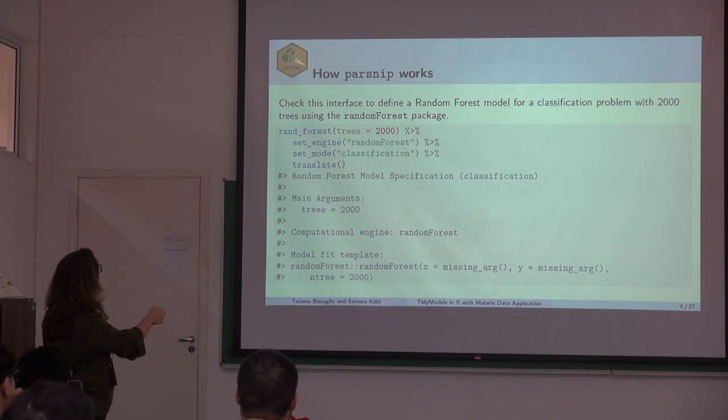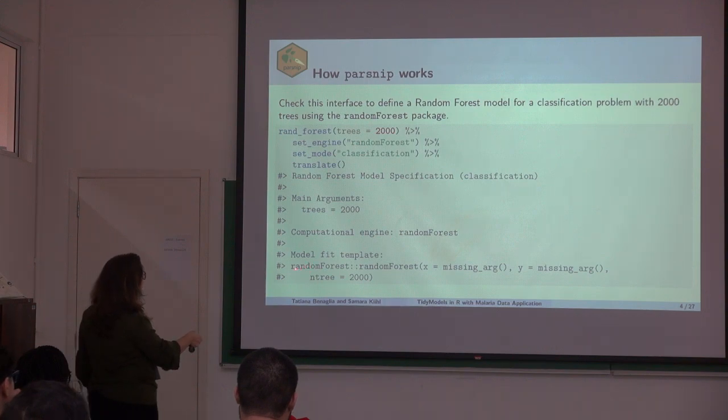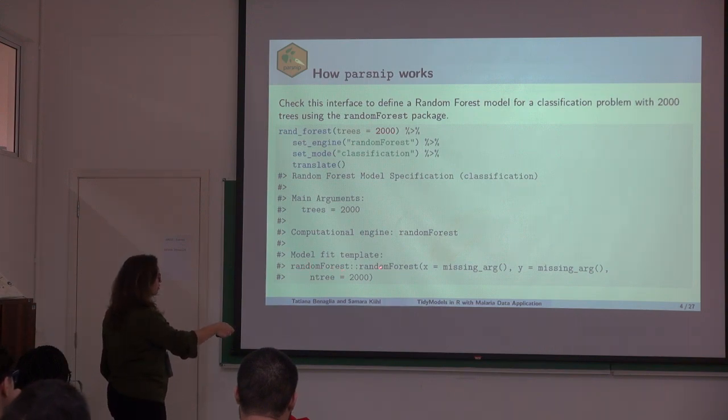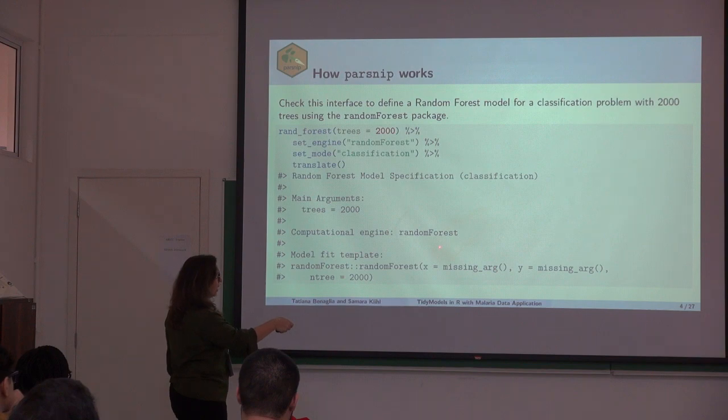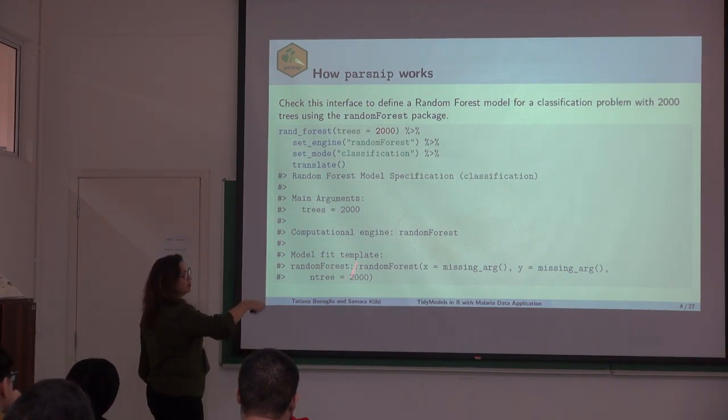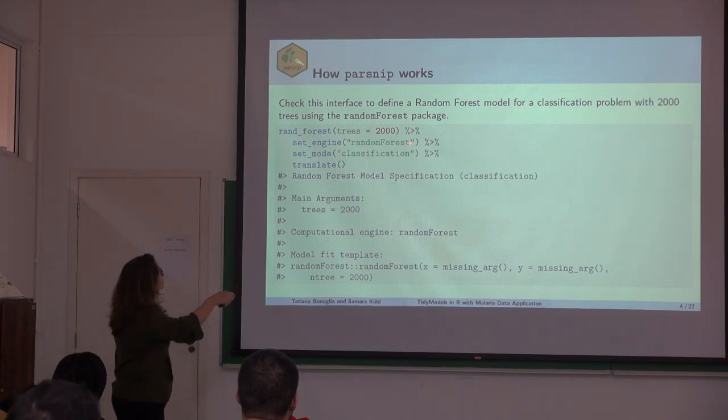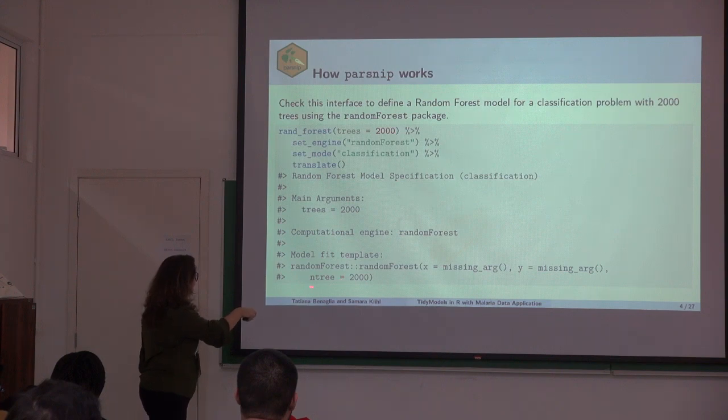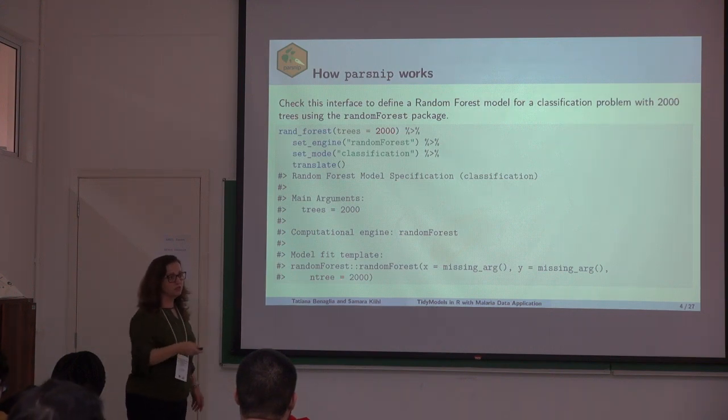And then I have to translate. See, I do this, and it translates to me. So it goes random forest, that's the package, that's the function. So I have X, I need Y, and then ntree is 2,000. See? If I change here, instead of random forest, I put ranger, it's going to get the corresponding argument. So it makes the translation for you.